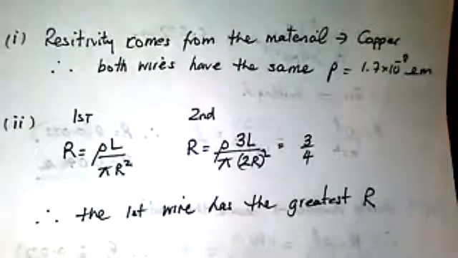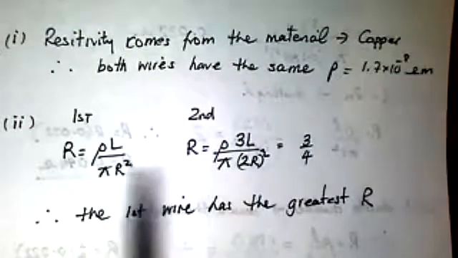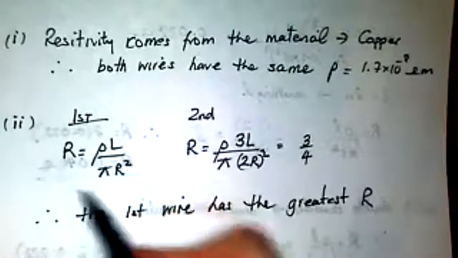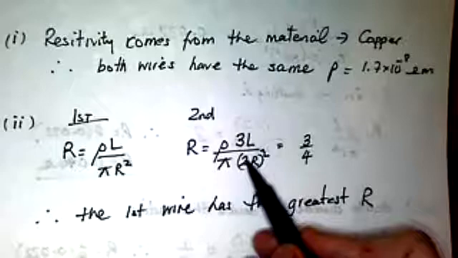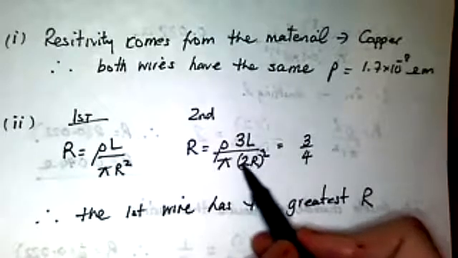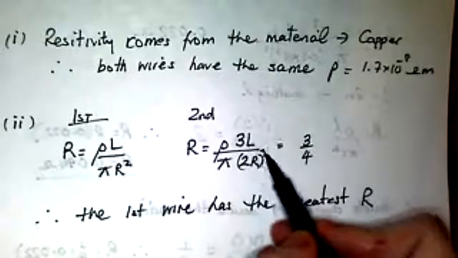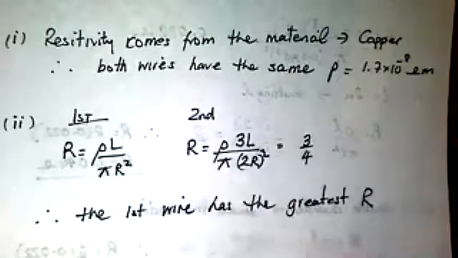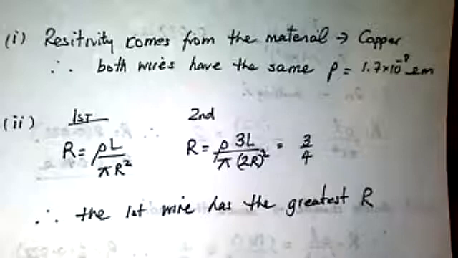So just going over that again because the paper wasn't visible. The first wire, we were told this was the setup. The second wire had 3 times the length. It had double the radius, but we have to square that. So looking at the numbers, I have 3/4 of what the first one is. So the first wire has the greatest resistance.